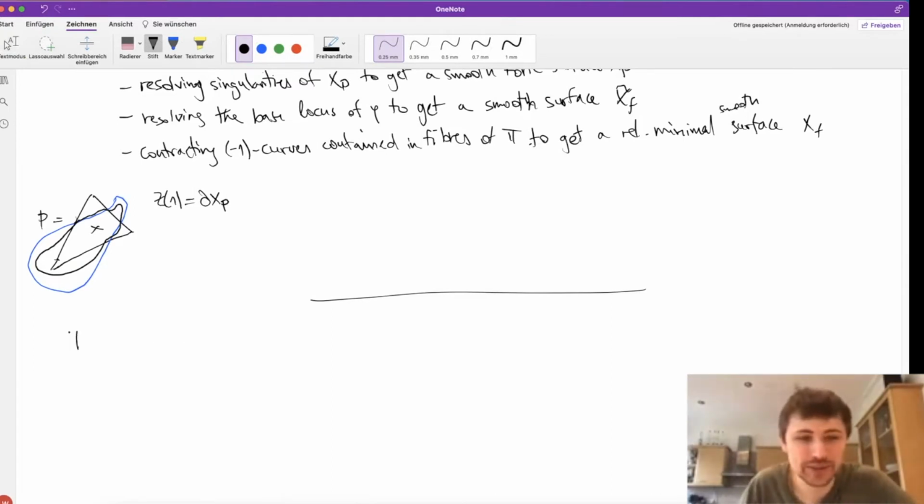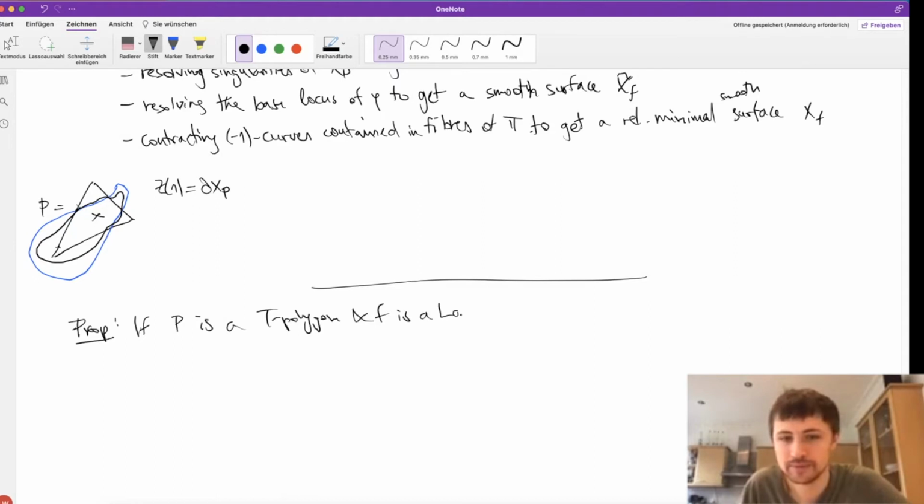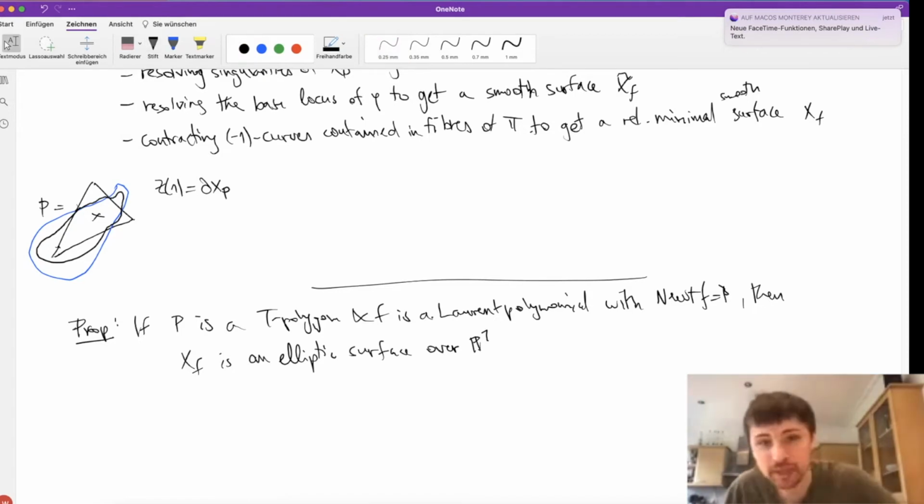And this is something that happens in general. So if P is a T-polygon, and F is a Laurent polynomial with Newt(F) equal to P, then XF is an elliptic surface over P1. So that's what we just had in the picture that has now disappeared. The generic fiber was a smooth elliptic curve.